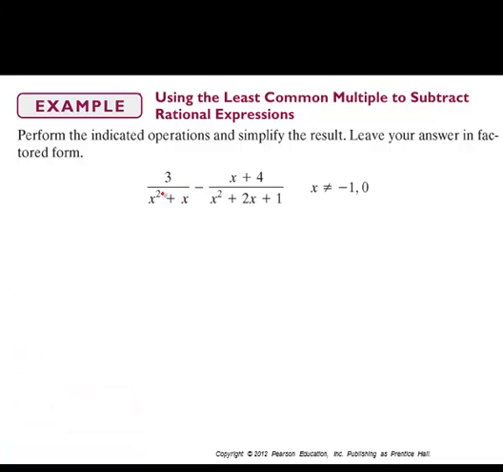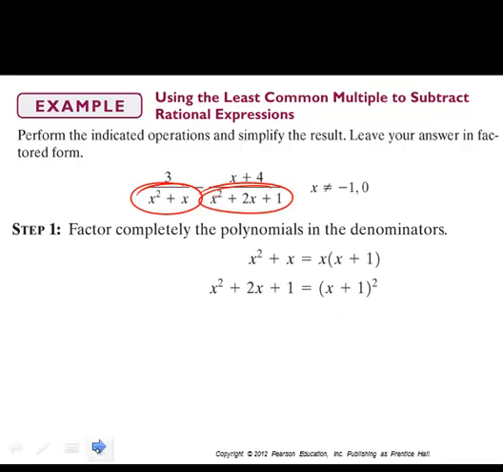The denominator here is x times x plus 1. The second fraction has a denominator of x plus 1 squared. So what is going to be the LCM of x times x plus 1 and x plus 1 squared? Well, we need a factor of x as well as two factors of x plus 1 that you see from down here. So our LCM is going to be x times x plus 1 squared.